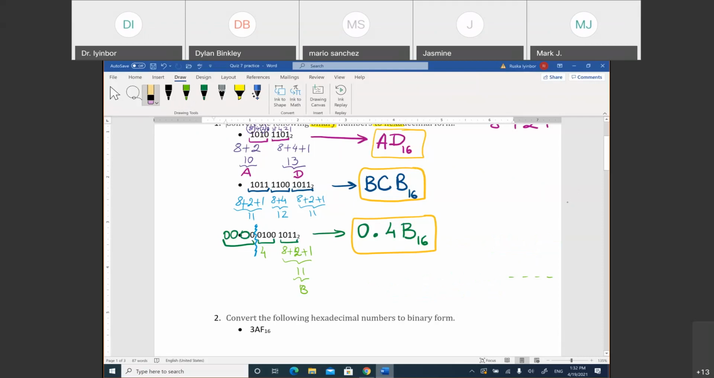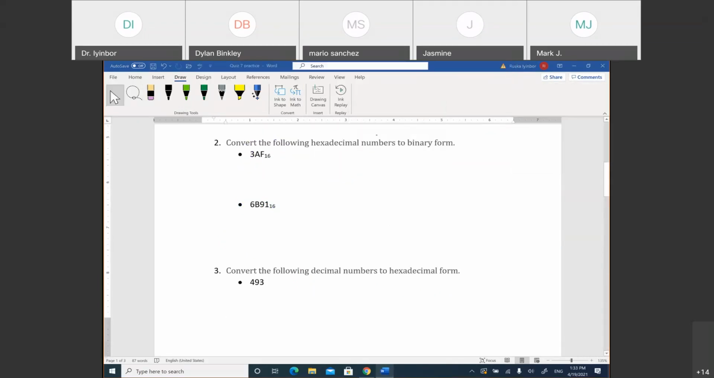Okay, so now we're going to go to number 2. Any other questions before we go to number 2? Any questions? Okay, so number 2 is about converting. Here we're going to convert hexa to binary. So how are you going to do that? From hexa to binary again, every digit you're going to transfer to a binary number.